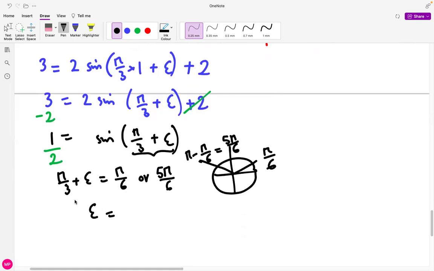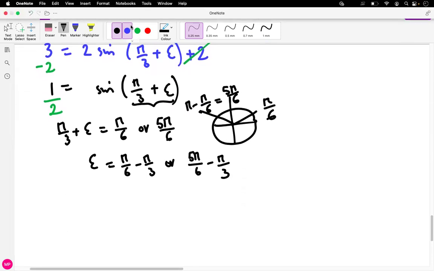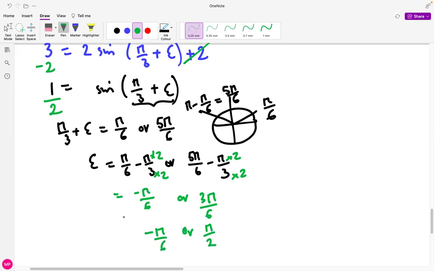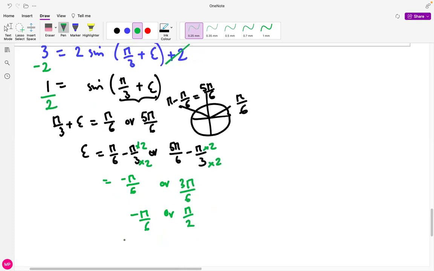So to solve for epsilon, you subtract pi over 3, so pi over 6 minus pi over 3 or 5 pi over 6 minus pi over 3. Then you just make them the same denominator. So times 2 here, pi minus 2 pi is negative pi over 6. Or we times 2 here, 5 pi minus 2 pi is 3 pi, so 3 pi over 6 or pi over 2 if you simplify the fractions. And there you go. You have two possible answers for epsilon.